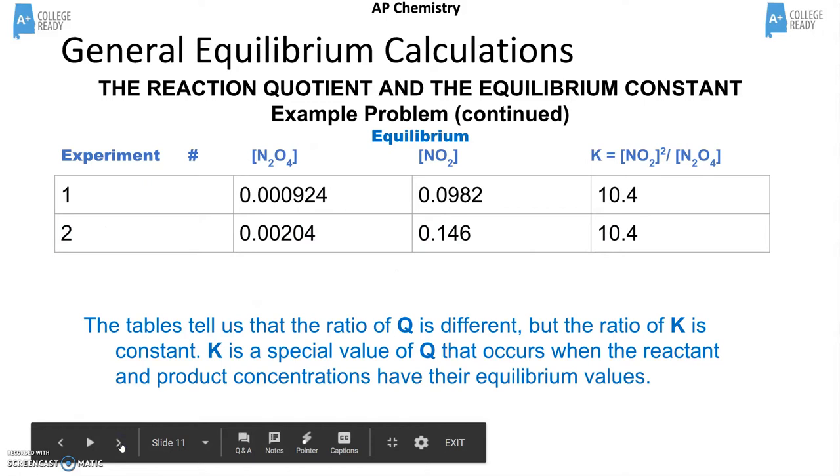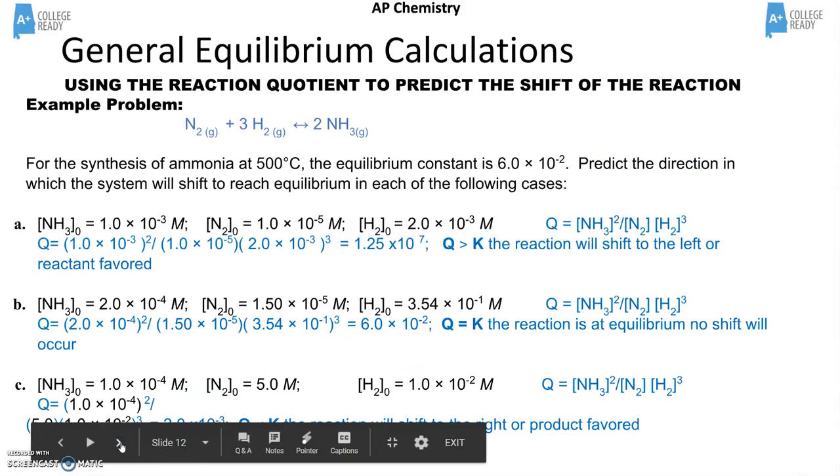Now look at equilibrium. You have your at-equilibrium conditions, 10.4. The tables tell you that Q is different, but that the ratio of K is constant. K is a special value, Q will change. And remember, when the reactant and product concentrations have their equilibrium values, that's when you know you're at K. All right, using the reaction quotient to predict the shift.